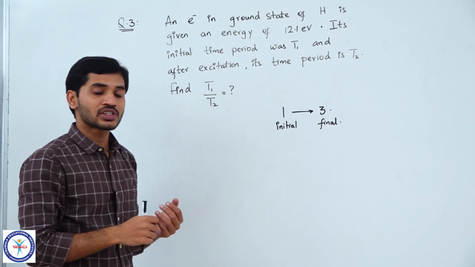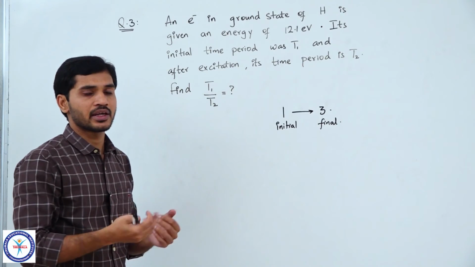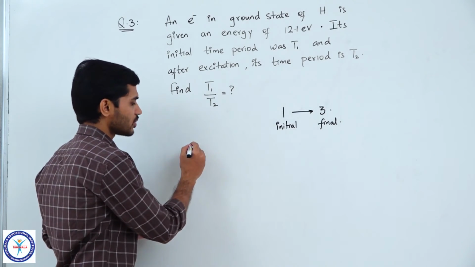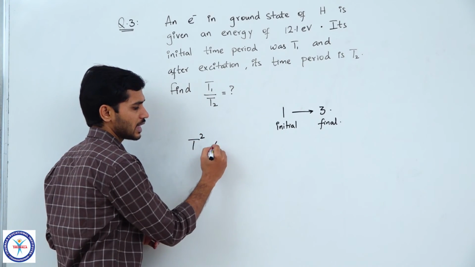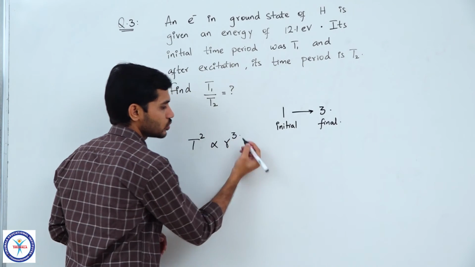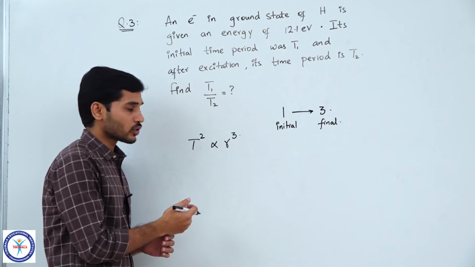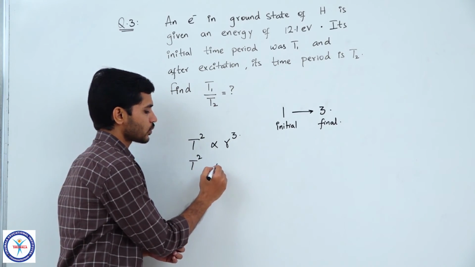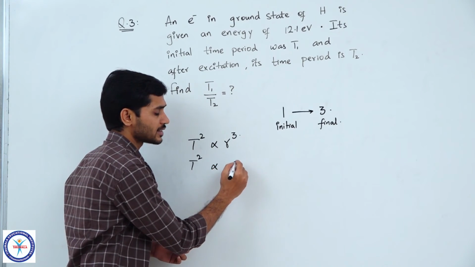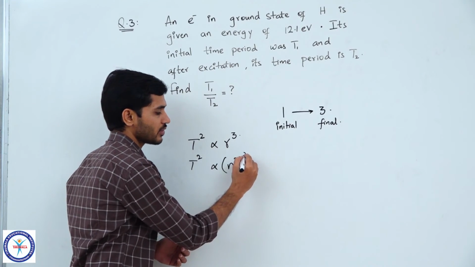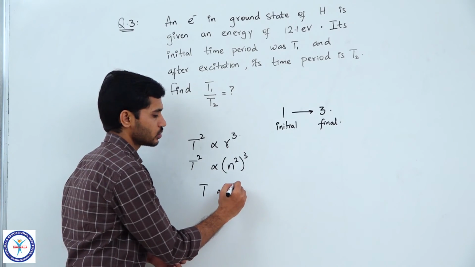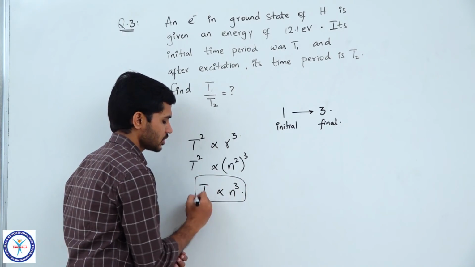We already know the relation between the time period and n. Even if you are not aware of the relation between T and n, I hope you remember the relation we discussed between T and the radius. We know T square is proportional to r cube. R is proportional to n square, so n square to the power 3. Which means T square is proportional to n to the power 6, so T is proportional to n cube. So this is the relation.